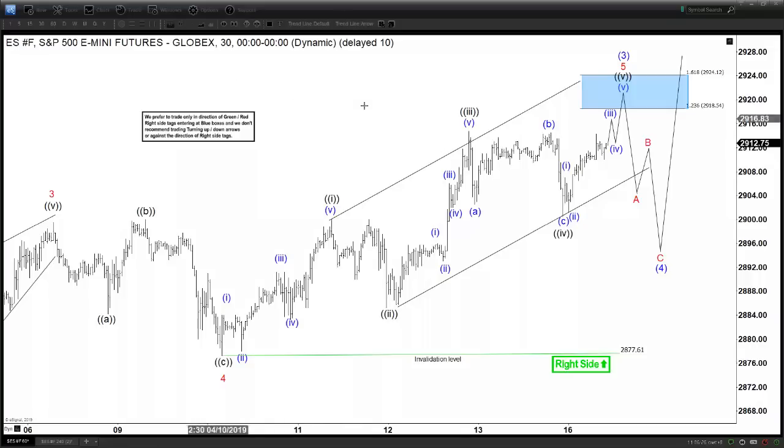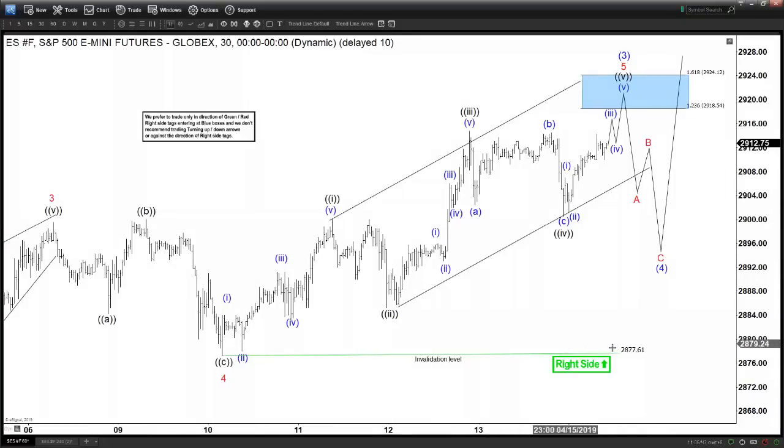GMT. So for today, we will be looking at the S&P 500 as the chart of the day. This is the ES futures 30 minutes chart. We can see in this chart that this pullback to 2877 ended with 4, and from there the index has started to extend higher. We are looking to finish this with 5 in the red.